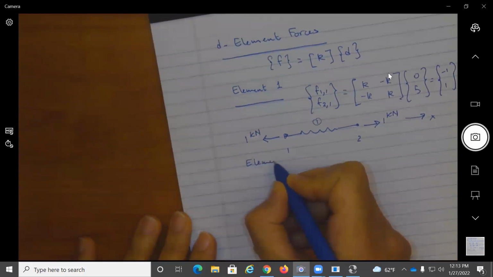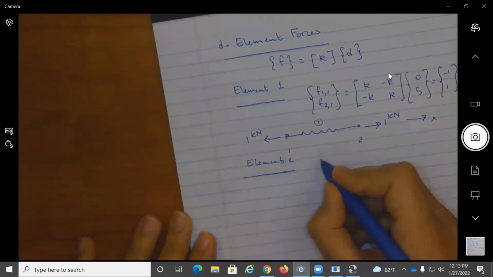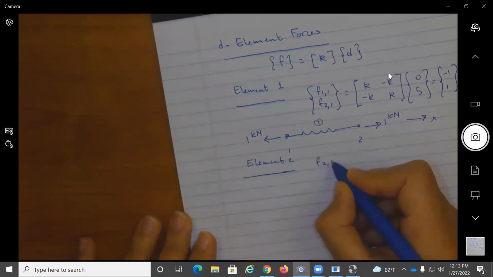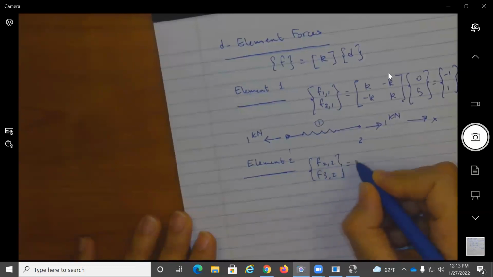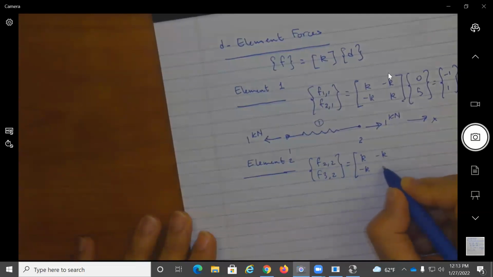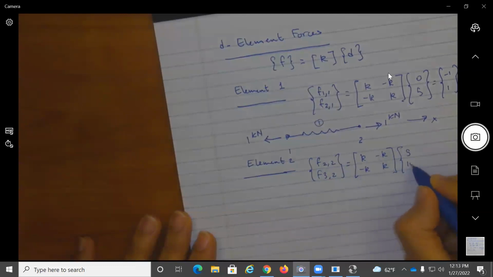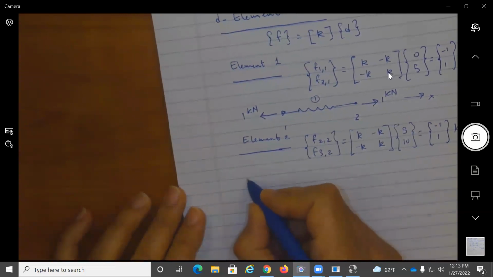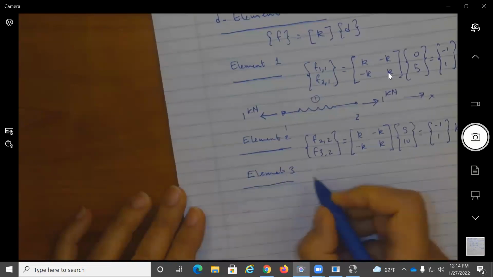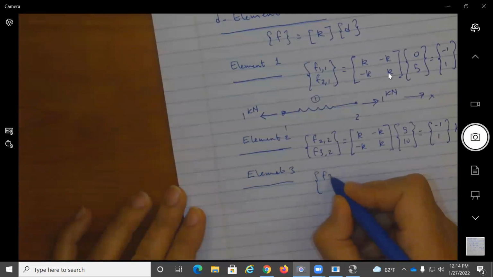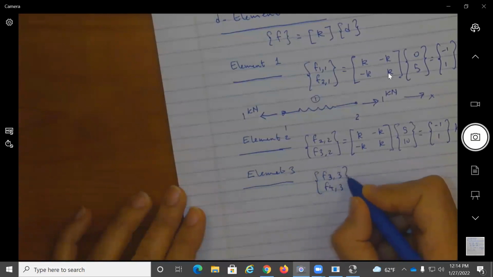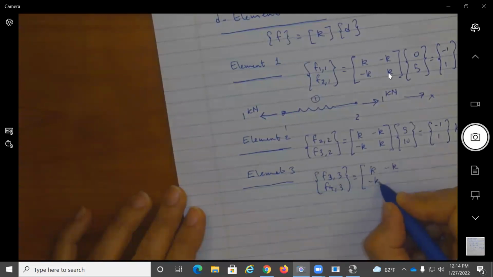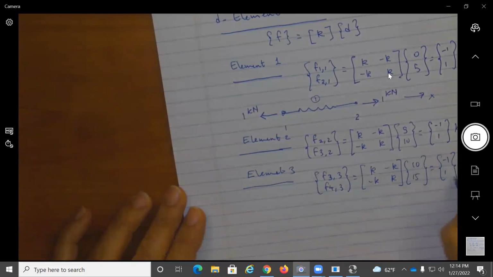So let me go for element 2. I'm going to have here F2 of element 2 and F3 of element 2 equal to k, minus k, minus k, and k, and now I have 5 and 10. And indeed, when I do the math, I'm going to get -1 and 1 kilonewton. Similarly, element 3, I'm going to get F3 of element 3 and F4 of element 3 equal to k, minus k, minus k, and k, and now multiplied by 10 and 15. And likewise, we're going to get -1 and 1 kilonewton.